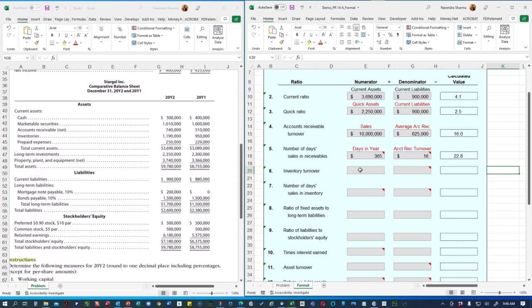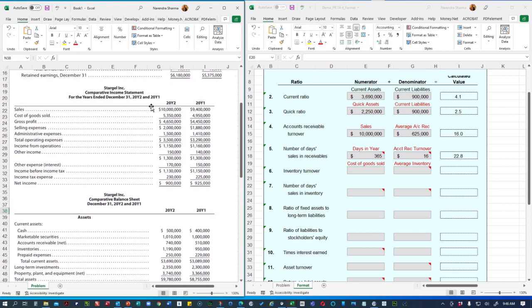All right, now we go on to the inventory turnover ratio. Now, the formula is going to be cost of goods sold divided by average inventory. Of course, average is always to add the two figures and divide by 2. Now, cost of goods sold you will be able to find in the income statement. So if you look here, income statement, 5,350,000 is your cost of goods sold.